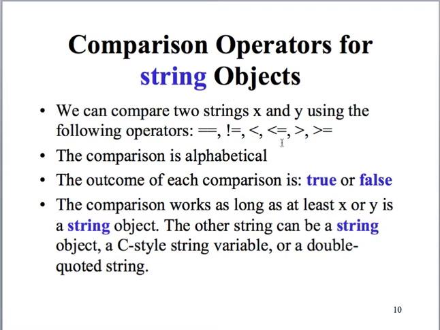At least one of the two items in the comparison, either on the left or on the right, has to be a string object. The other one, again, can be anything that results in a string. So it could be a C-string style variable, it can be a string object, or a double-quoted string. Now here we couldn't use single characters because I'm comparing a string to something. So they both need to be some kind of string, but they could be a C-style string or a constant string in double quotes, as well as a string object.